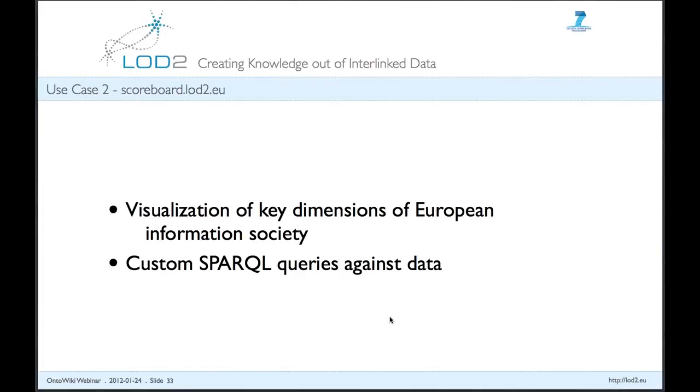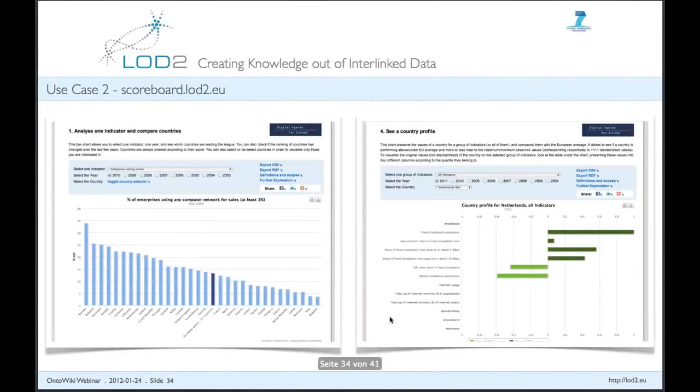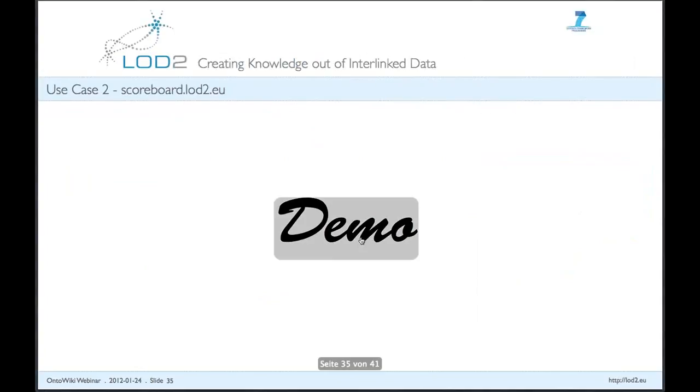And the second use case I want to highlight is the scoreboard.LOD2.eu project. This is a visualization of some key dimensions of the European Information Society. And in this project we extracted RDF data from CSV files and imported them into a triple store. And we queried this RDF data with custom SPARQL queries and used them to provide visualizations. And here again a screenshot, but I can show it live to you.